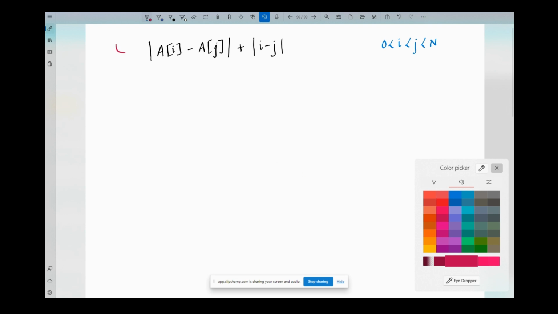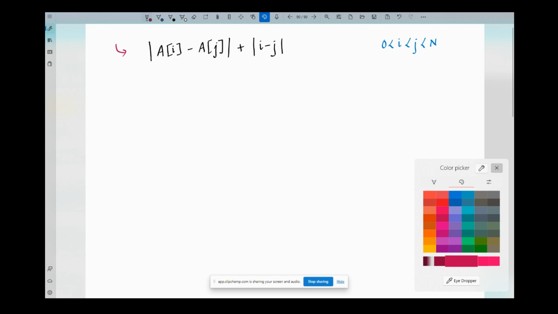Given an array which can have positive and negative integers, we need to find the maximum value of this particular expression: modulo of (a of i minus a of j) plus modulo of (i minus j). We need to find whatever is the maximum value possible, and this is a given condition for i and j, which means i should be less than j.